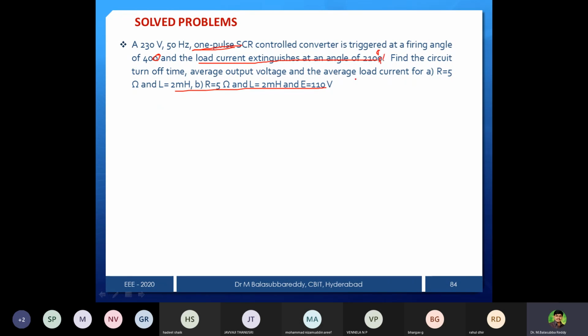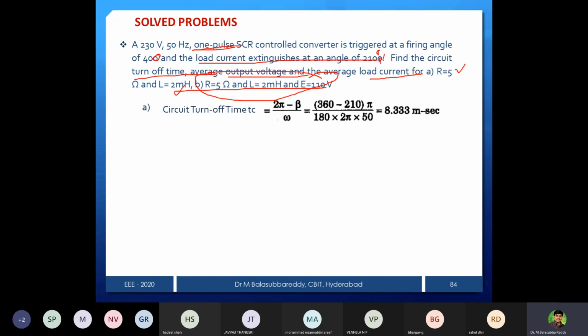Find the circuit turn-off time, average output voltage, and average load current for R equal to 5 ohms, L is 2 millihenry, in one case. Another case is RLE also available. Then only the formulas differ: for the first case you use the RL expression, for the second case you use the RLE expression. Now the circuit turn-off time is, as usual from the previous formula, omega tc equal to 2 pi minus beta, and we'll get the circuit turn-off time.